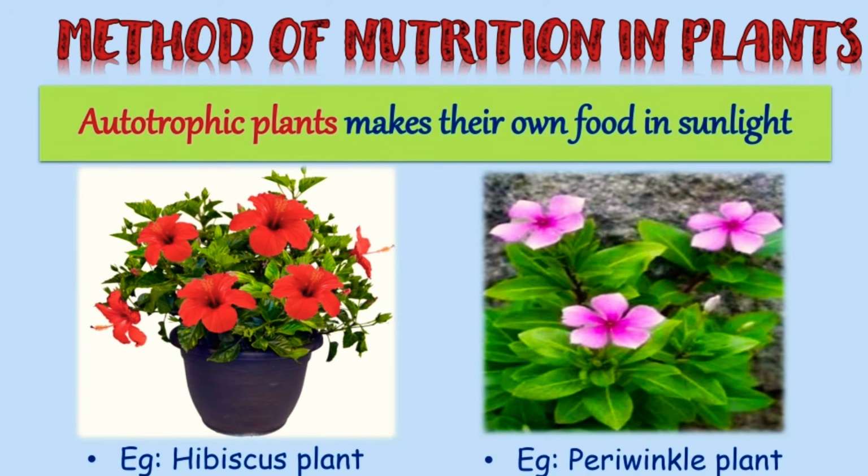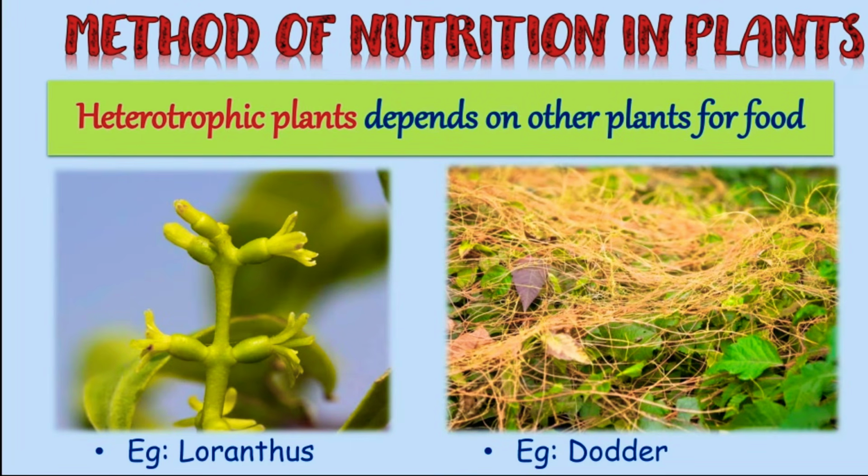First is autotrophic plants. What are they? Plants that make their own food in sunlight are called autotrophic plants. For example, hibiscus and periwinkle plant are both autotrophic plants. Our second method of nutrition in plants is heterotrophic plants. Heterotrophic plants are the ones which depend on other plants for their food. For example, loranthus and dodder.